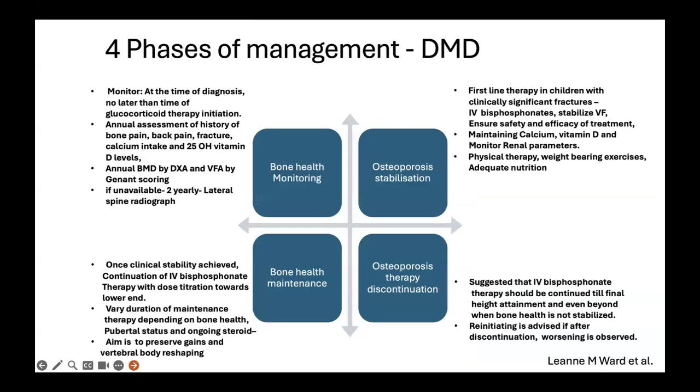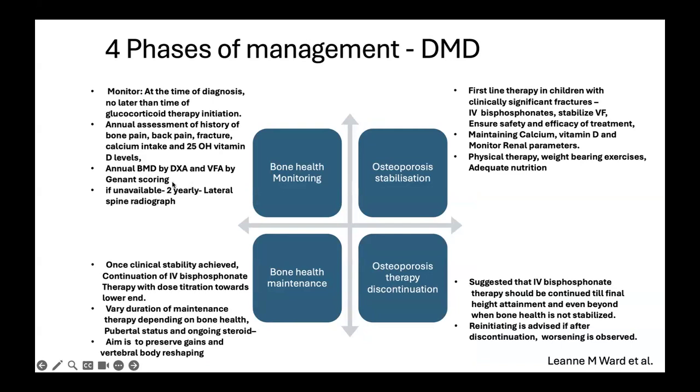Now, I came across this very elegant paper by Dr. Leanne M. Ward, which outlines 4 phases of management of children with Duchenne's muscular dystrophy, addressing their bone health. The first phase is about proactive monitoring. As I said, annual bone mineral density by DEXA scan and VFA scans are undertaken.